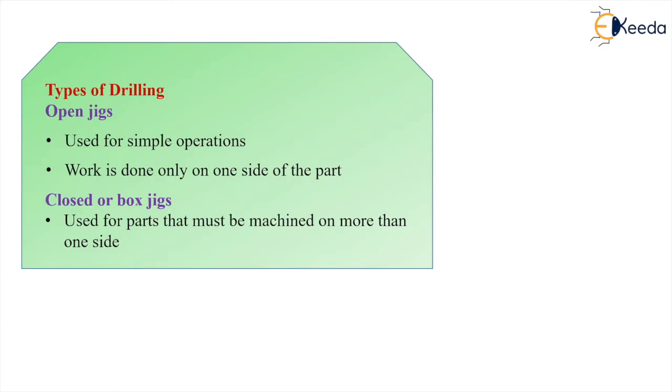Then what are the types of drilling jigs used? We already told you: open jigs and closed or box jigs. The open jigs are used for simple operations. Here work is done only on one side of the part. I already discussed this during the introductory part of this topic. And the closed or box jigs are used for parts that must be machined on more than one side.